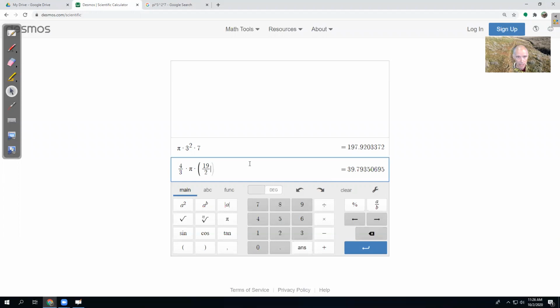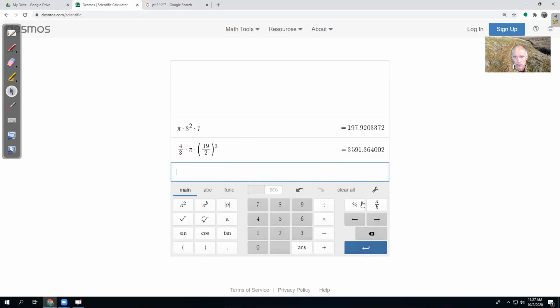So usually what you have to do is you're in the denominator, you have to hit the right arrow to get out of the denominator and then close your parentheses. And then you can use the power button and pick the power of your choice. In this case, it's 3. So I think I typed that correctly. I'm going to hit enter, and it's going to give me a number. So 3,591.364-ish.